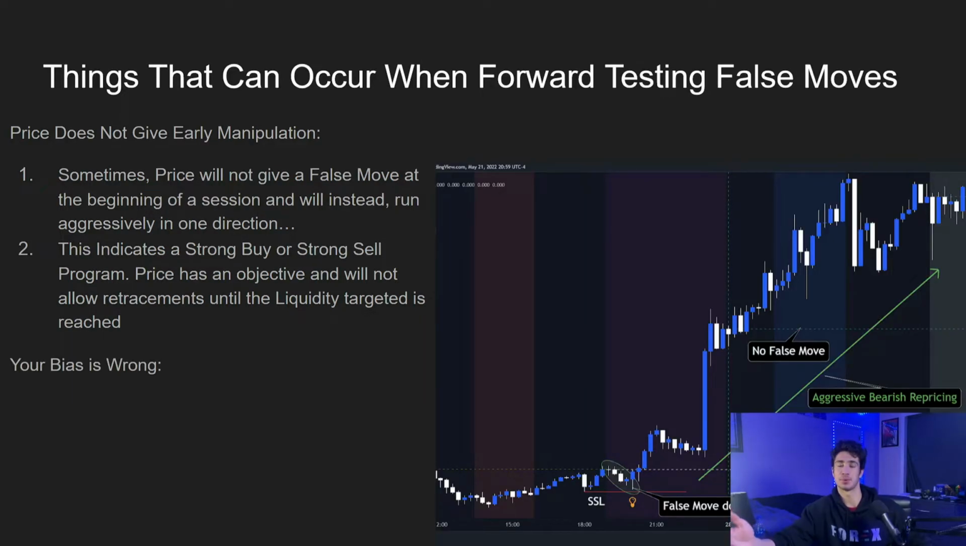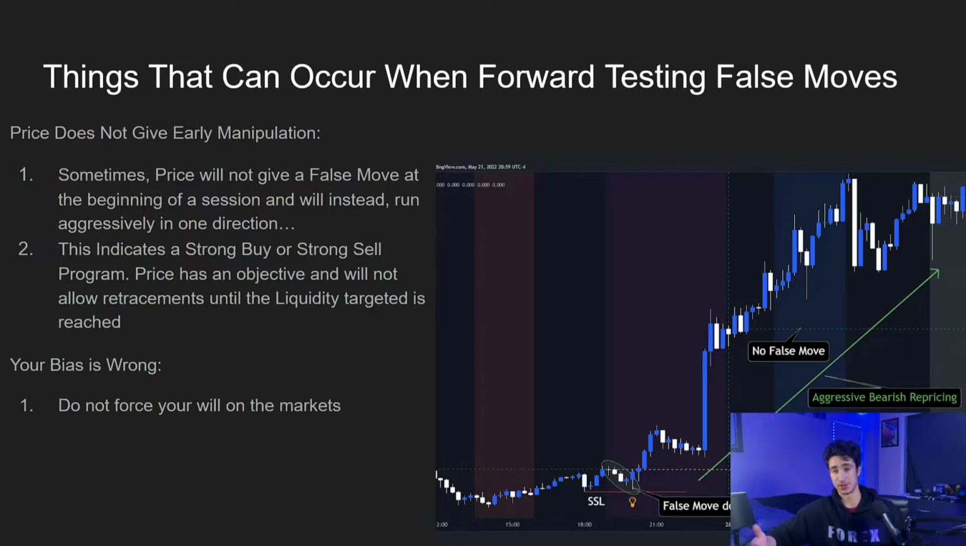Another thing that can happen when you're forecasting false moves is that your bias is wrong. Now for this, you have to remember not to force your will on the market. You're going to be wrong, especially as a new trader. You're going to be wrong on bias. You can't expect to know the bias and know how price is going to move. Everything is a probability game. We use confluences to decide whether price will most likely be bullish or bearish.